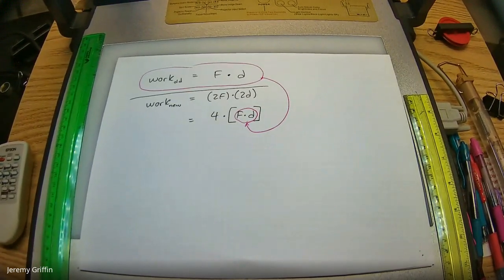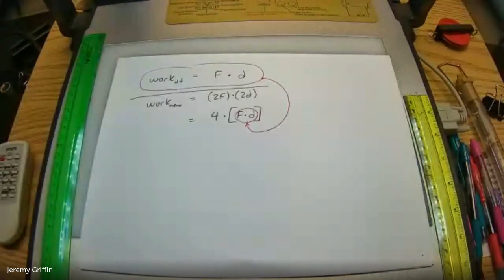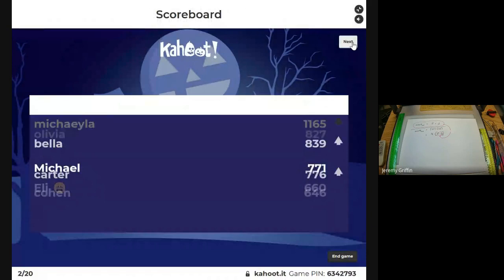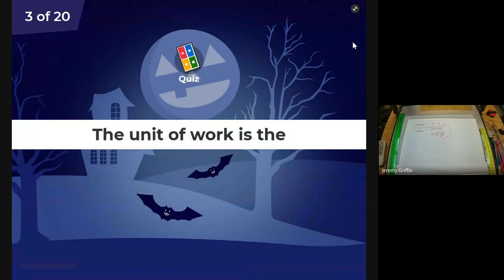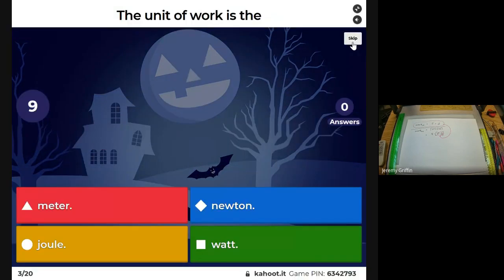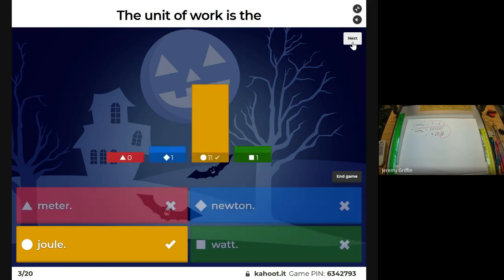All right, present screen to share. So, back to Kahoot. We got Michaela at the top, Bella, Olivia, Carter, Michael. The unit for work is joules. You know meters is displacement or distance. Newtons measures force, like those spring scales. Joules measures energy, and work is energy transfer. And then watts, that's power, like work per time.